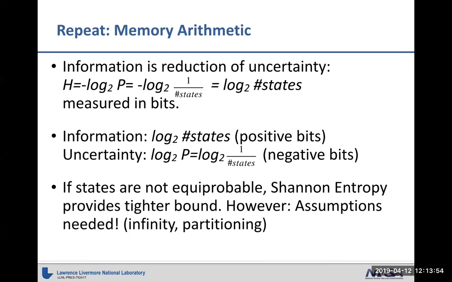With memory, you can use the logarithm and go from this non-deterministic idea, a probability, to something completely deterministic. All you say is log 2 of the number of states, because of logarithm laws. So minus log 2 of 1 divided by x is log 2 of x. That's high school. Why do you want to quantify uncertainty? Well, it's my negative bits, the information I don't have. Done. Again, if states are not equipotential, you can get a tighter bound, but you also pay with assumptions.